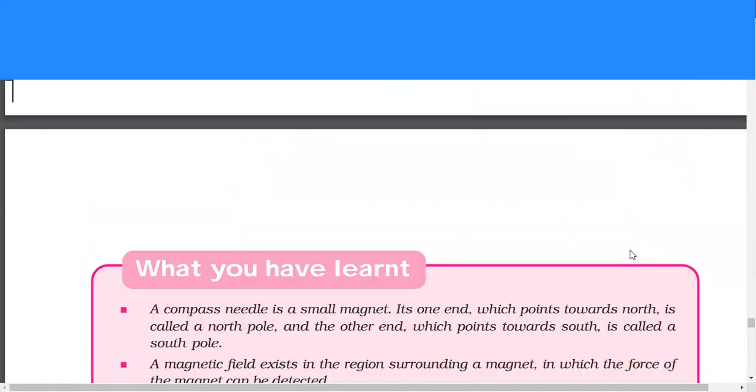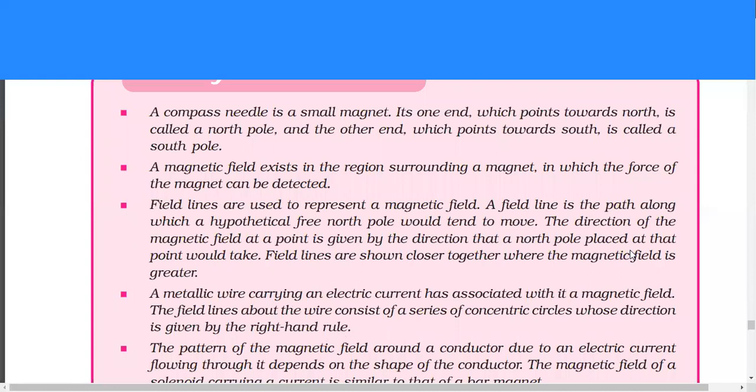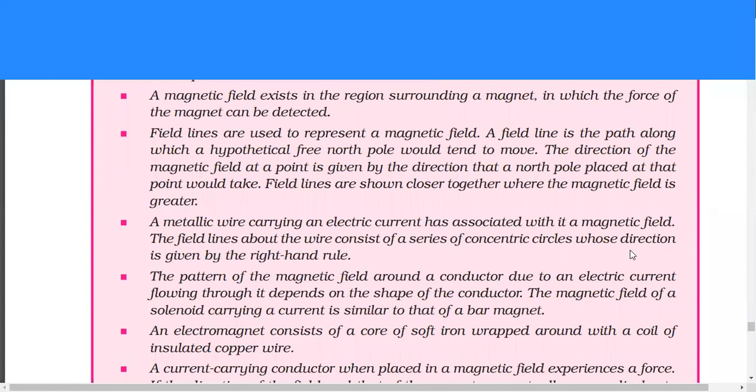What you have learned. A compass needle is a small magnet. Its one end which points towards north is called a north pole, and the other end which points towards south is called a south pole. A magnetic field exists in the region surrounding a magnet in which the force of magnet can be detected.